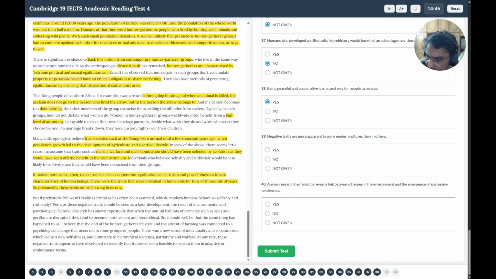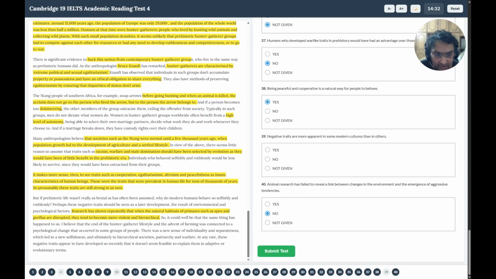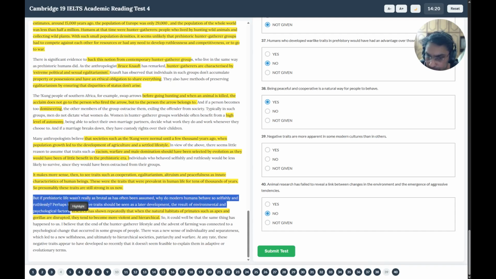Animals? No, it hasn't failed. It has actually proven that changes in environment lead to an emergence of aggressive behavior. Hence, the answer for question number 39 is here, because same logical pattern, same order as the passage. Animal research has failed to reveal a link between changes in the environment and the emergence of aggressive tendencies.